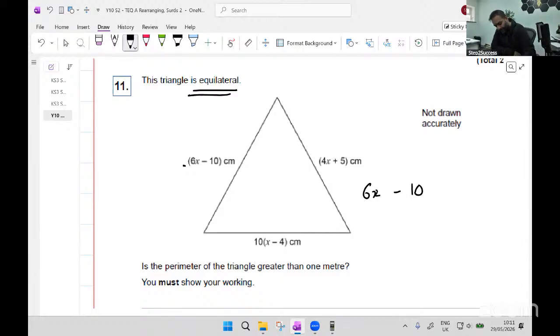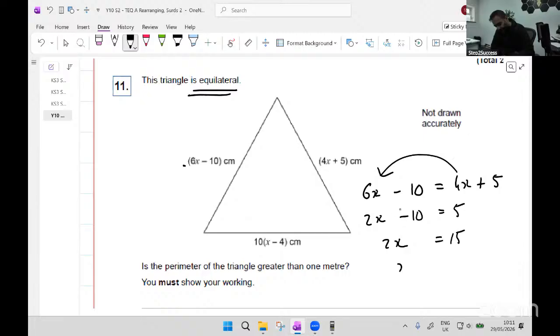6x minus 10. So if I just pick these two, 6x minus 10 equals 4x add 5. This will allow me to work out what x is. If we take away 4x, you get 2x. And if you add the 10, you get 15, which means x is 15 over 2, which is 7.5.